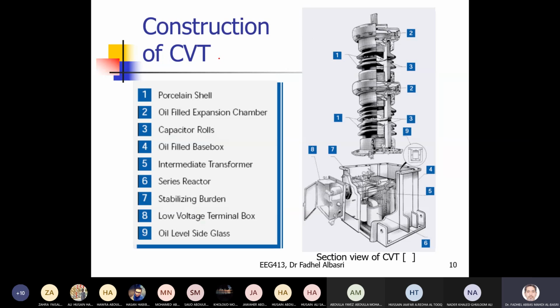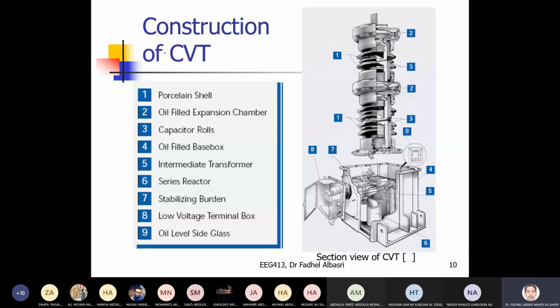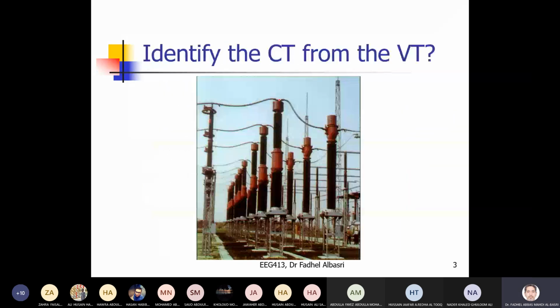I'll just consider here the construction of the CVT, because the regular transformer you already know. Now for CVTs, capacitor voltage transformers, the construction is like this. And this column is the porcelain shell from outside, the porcelain insulators. Inside this porcelain, this is the terminal where you connect the cable, okay? So this is the terminal, which is now this point. Inside here I have a bank of capacitors.